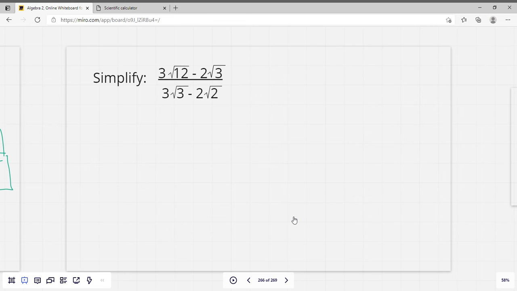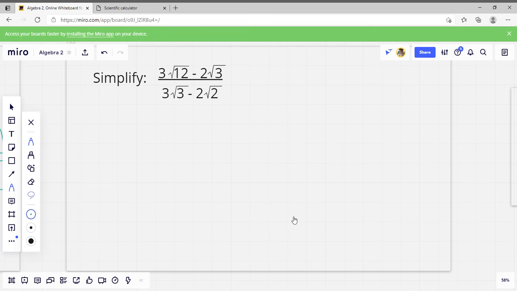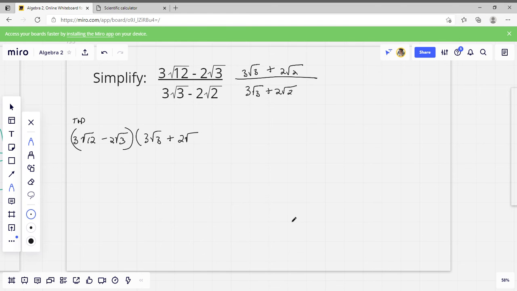All right, one more here. All right, so this one, we're going to multiply on the top and the bottom by the conjugate. 3 square root of 3 plus 2 square root of 2. I'm going to do the top first. 3 times square root of 12 minus 2 times square root of 3 times 3 square root of 3 plus 2 square root of 2.